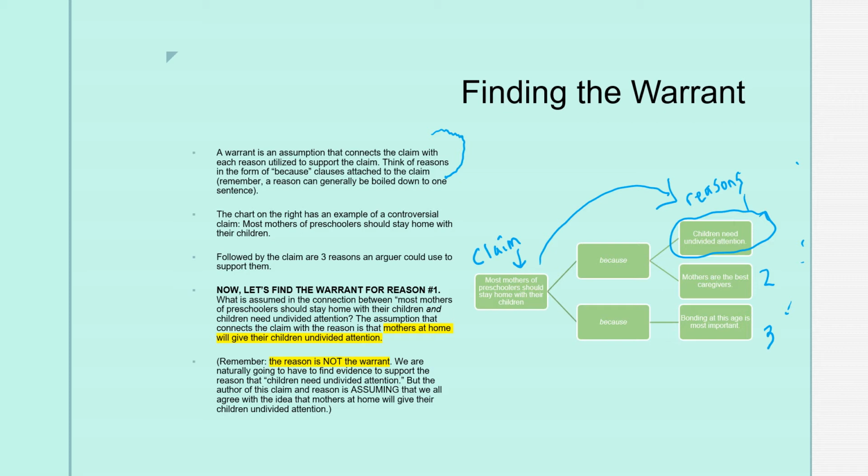But the warrant is saying that it's mothers who will provide that undivided attention. That's the warrant. That's the assumption. That the author of this argument is assuming that we all agree with the idea that mothers at home will give their children undivided attention. Not that just children need the undivided attention, that's the reason, but we connect it back to the claim.